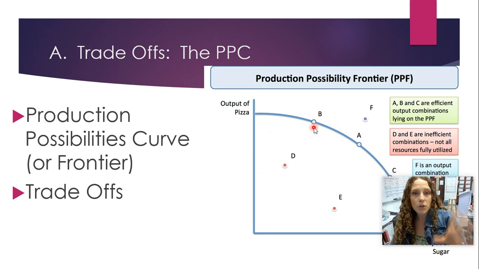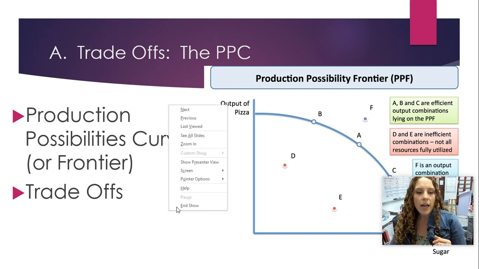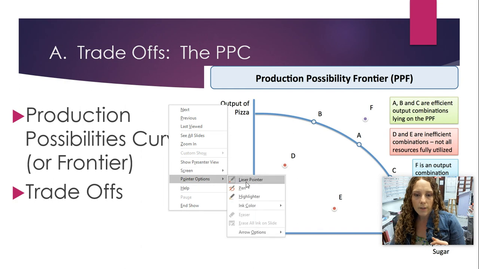We could see, and particularly if we had numbers, and we'll look at some in a moment that have numbers, we could see exactly how many pizzas they're going to have to give up if they want to increase to a certain point of sugar. So it shows us those trade-offs. It shows us that opportunity cost.